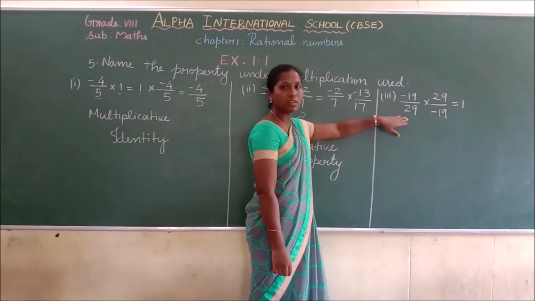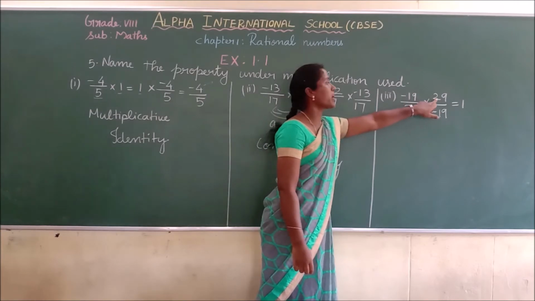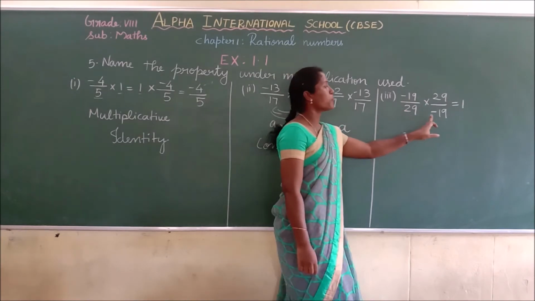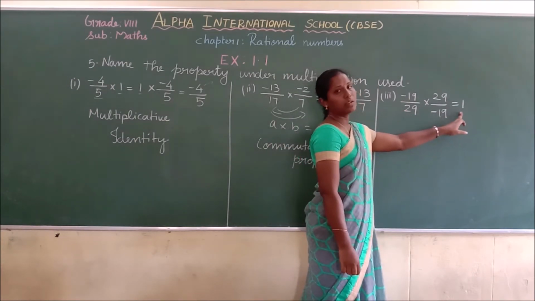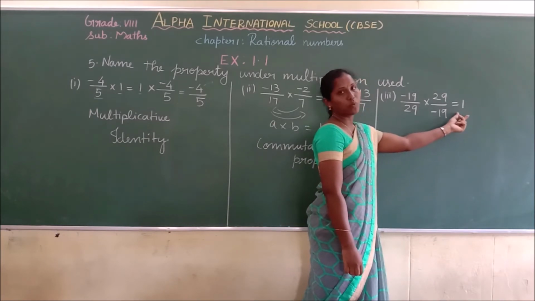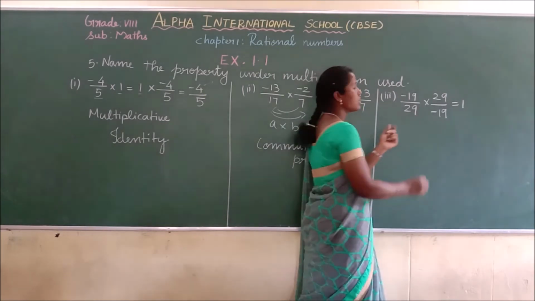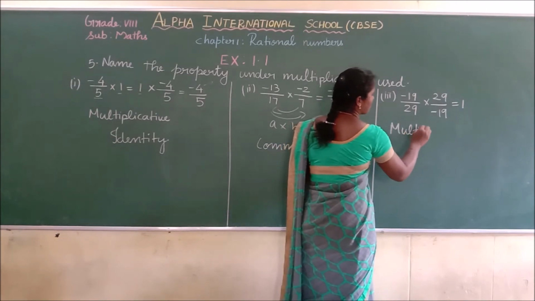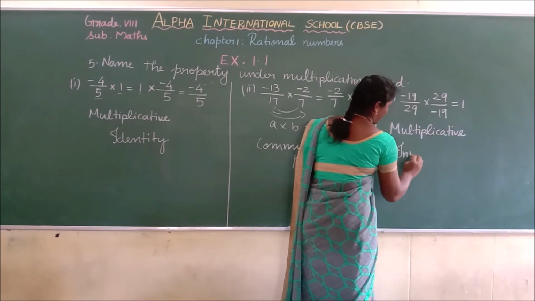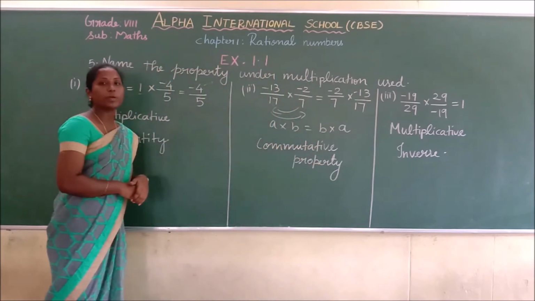We solved the fourth problem based on this only. Here minus 19 by 29 and we are multiplying a number 29 by 19. Is 29 by 19 the reciprocal of this number? Yes. And if you multiply these two numbers, the product is 1. So these two numbers are multiplicative inverses of each other. Again we are getting the product as 1. So the property used here is multiplicative inverse. So in these three problems we identified the property used.